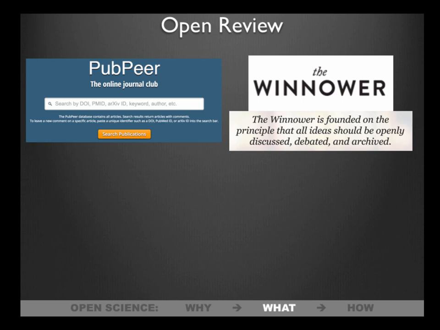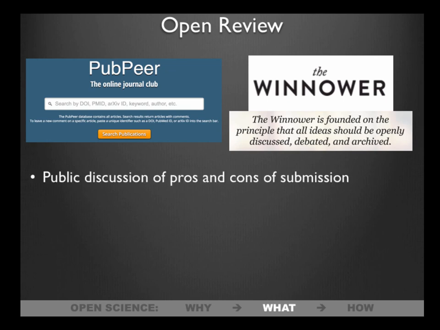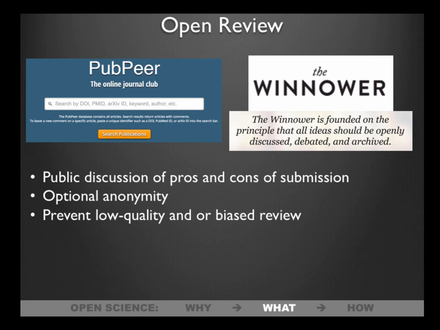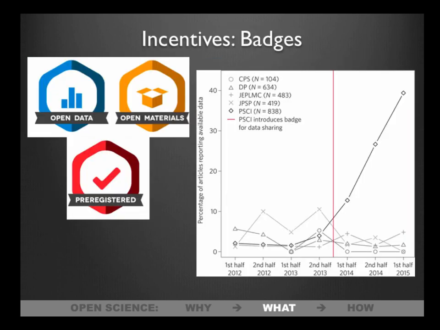Can you post it on a preprint server, please, so that we can all have a conversation about this? And that is the only way he does reviews anymore. This has not been adopted as rapidly as the preprint servers, but it's a very interesting idea. Again, public discussion of pros and cons with submissions. You have the option of anonymity. It prevents low quality and or biased reviews.